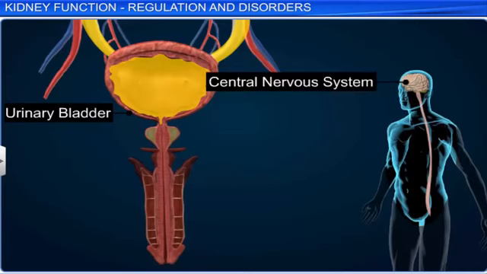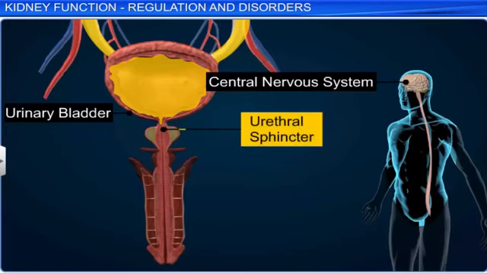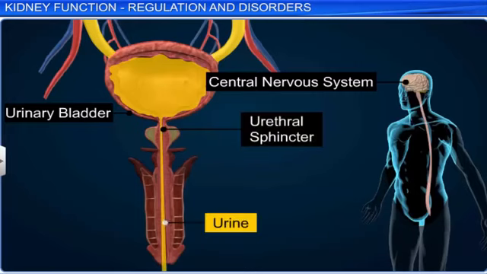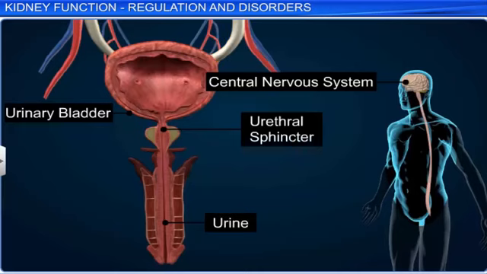The CNS, in turn, sends motor messages that make the smooth bladder muscles contract and the urethral sphincter relax, resulting in the release of urine. This process of disposing urine is called micturition, and the neural mechanism responsible for the process is known as the micturition reflex.